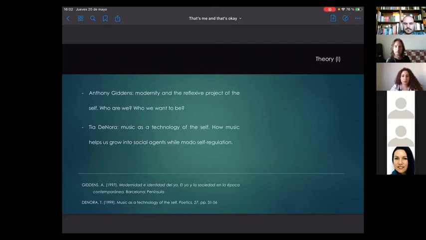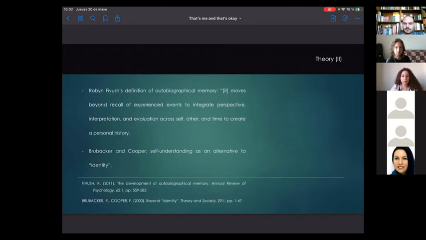I also studied memory based on Fivush's definition of autobiographical memory. It is a uniquely human form of memory that moves beyond recall of experiences, events, to integrate perspective, interpretation, and evolution across self, other, and time to create a personal history. So this means that what makes autobiographical memory interesting is not that it gives us the exact facts of someone's life, but that it is a story created by its own main character.